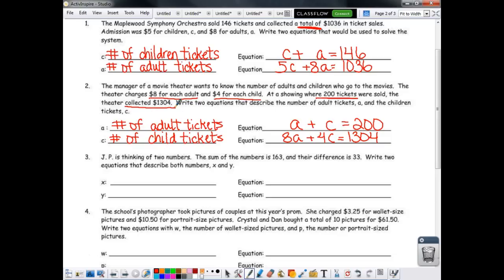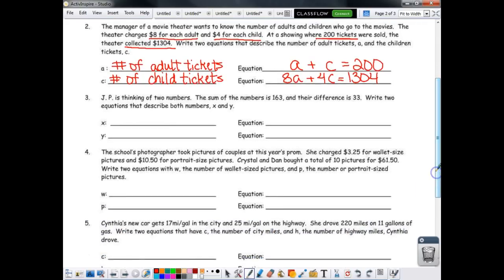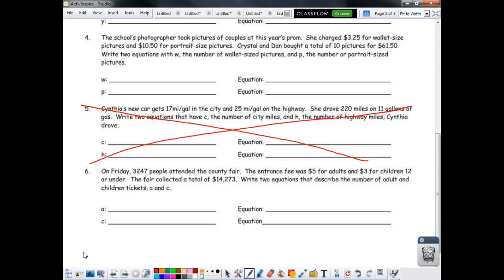Okay, we're going to skip number 3 and we're going to go on to number 4. I want you to try number 4. Do that real quick. Go ahead and pause it and figure it out. I'll do it right now in a little bit.